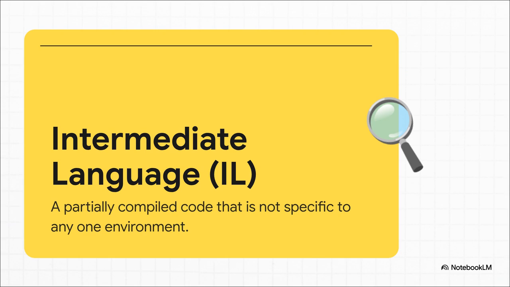So what's the deal with this intermediate language? The absolute best way to think about it is like a universal flat-pack furniture kit from IKEA, right? It's not a finished table yet, but it's got all the standardized parts and instructions ready to go. And this is awesome because it means you can ship that same kit of IL code to a Windows machine, a Mac, or a Linux box, and each one knows how to assemble it on site.